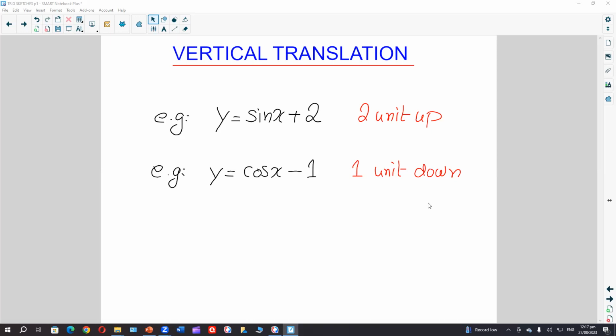Sin x plus 2. When there is a number in plus, it means it is 2 units up. When there is a number minus 1, it is 1 unit down.